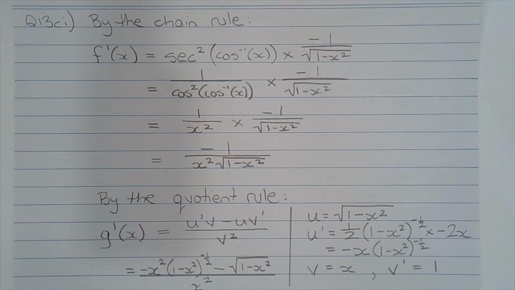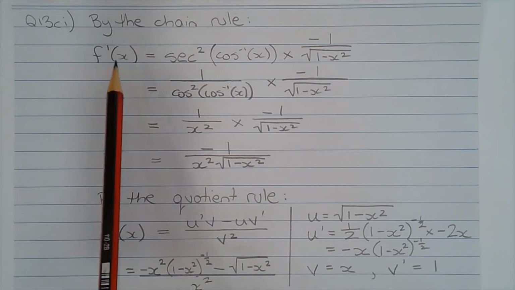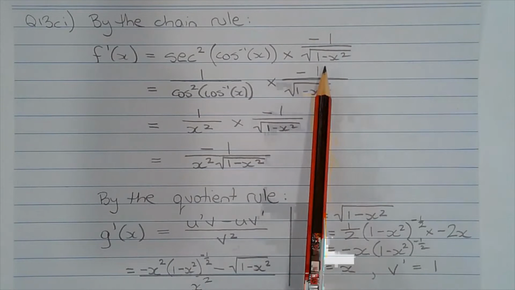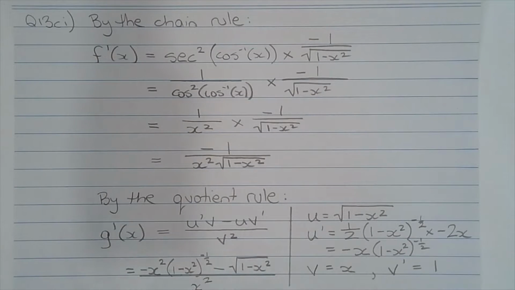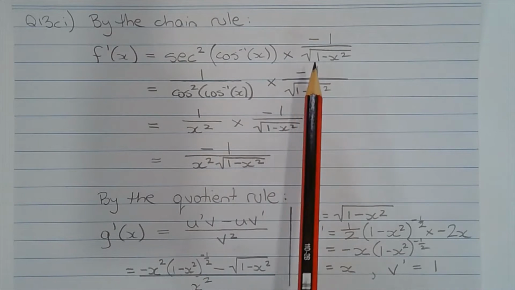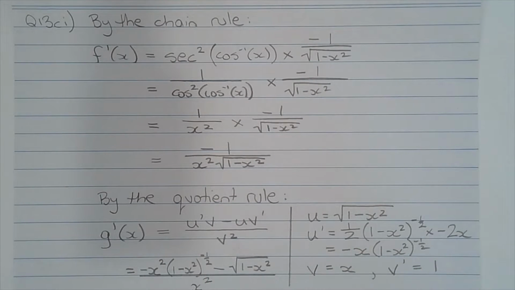f of x may be differentiated by the chain rule. So f dash of x is equal to sec squared inverse cos of x multiplied by negative 1 over the square root of 1 minus x squared. And this can be written as 1 over cos squared inverse cos of x multiplied by negative 1 over the square root of 1 minus x squared.